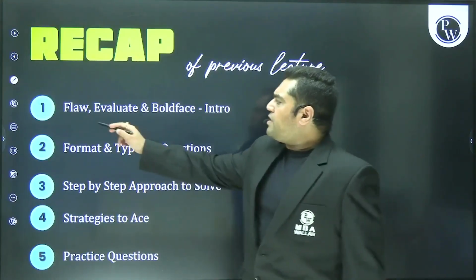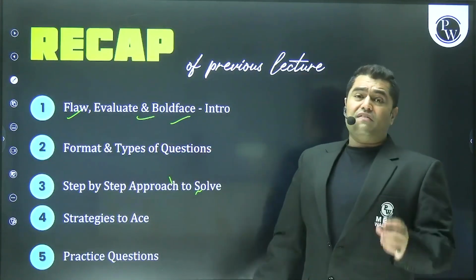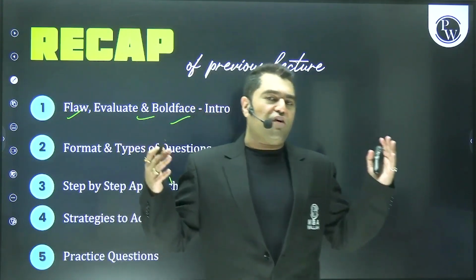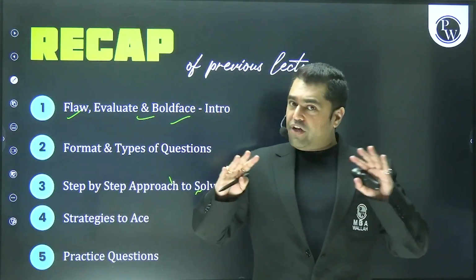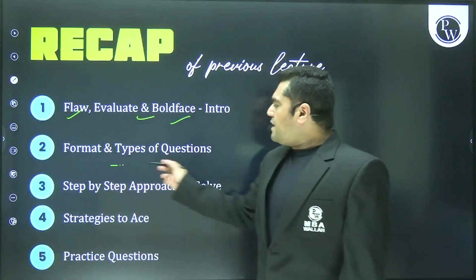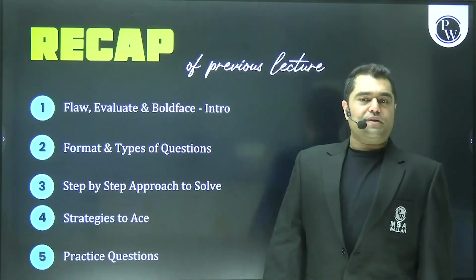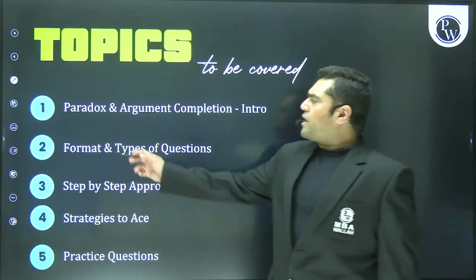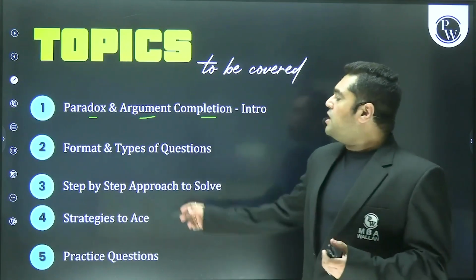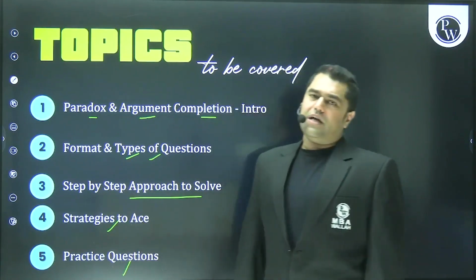So last time we did 3 important concepts: flaw, evaluate, and boldface. Once again, if you've missed any of these sessions, I highly recommend you go and watch them. This is available for free. If you enroll in the batch, it's free of cost. You also get daily practice problems to solve, which are awesome. Yeah, we did their types of questions and format, we did the approach to solve, what could be the strategies, and of course we did practice questions. So today we look at 2 new types of questions, that is paradox and argument completion. We look at their various types of questions, format, their approach, strategies, and of course their practice questions.